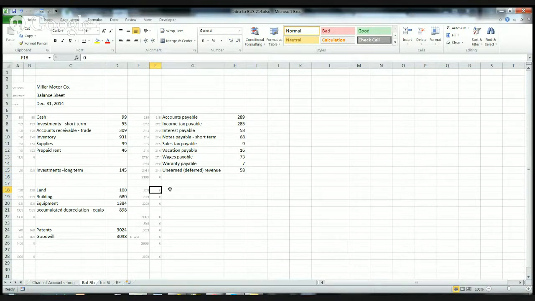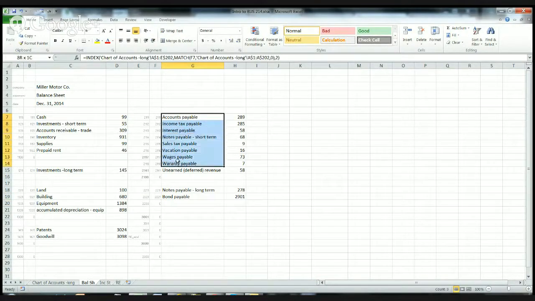Then I've got, I don't know what I have. I'll have to plug. There we go. I've got notes payable and bonds payable. Again, these are payables. These are short-term, and these are long-term.